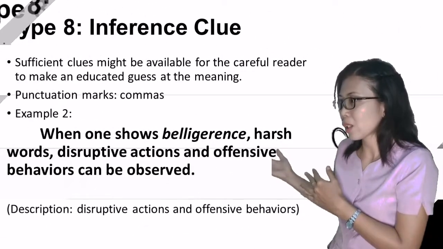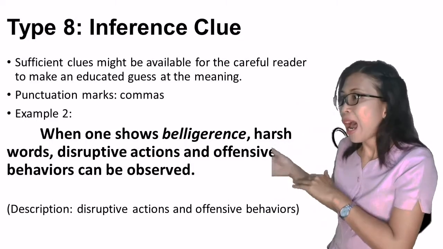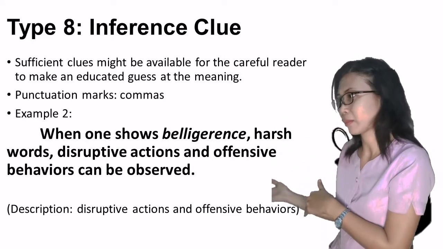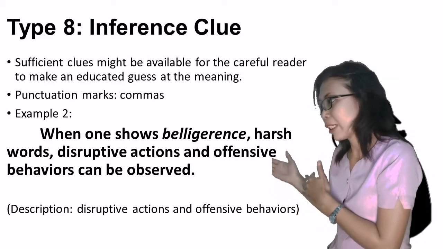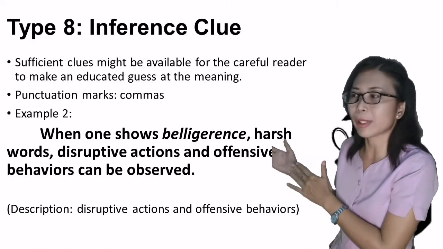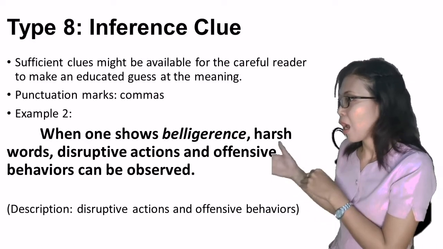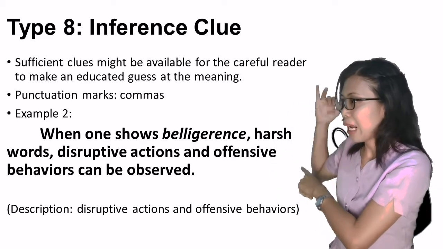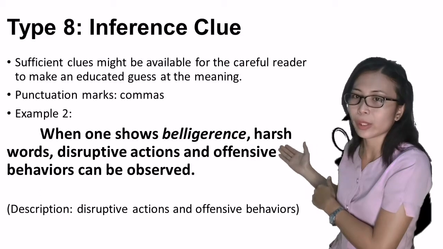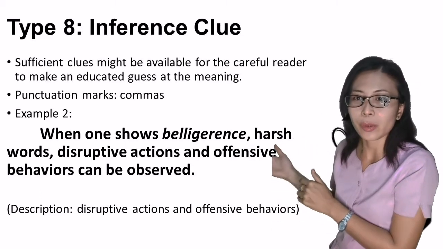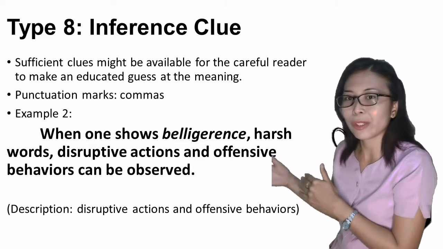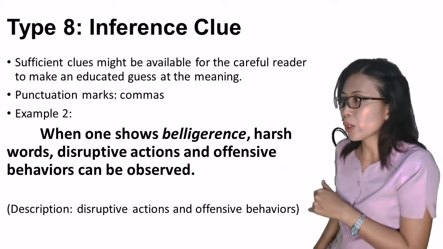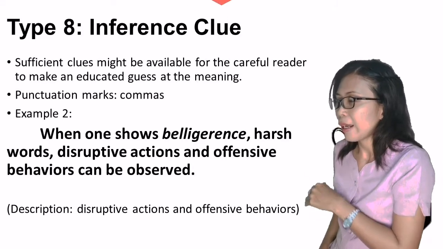Another example is this sentence: when one shows belligerence, harsh words, disruptive actions, and offensive behaviors can be observed. The unfamiliar word here is belligerence. But by looking at the succeeding specific details, those phrases such as harsh words, disruptive actions, and offensive behaviors, we might come up to an inference that belligerence refers to a violent action or violent words that show offensive effect to others.